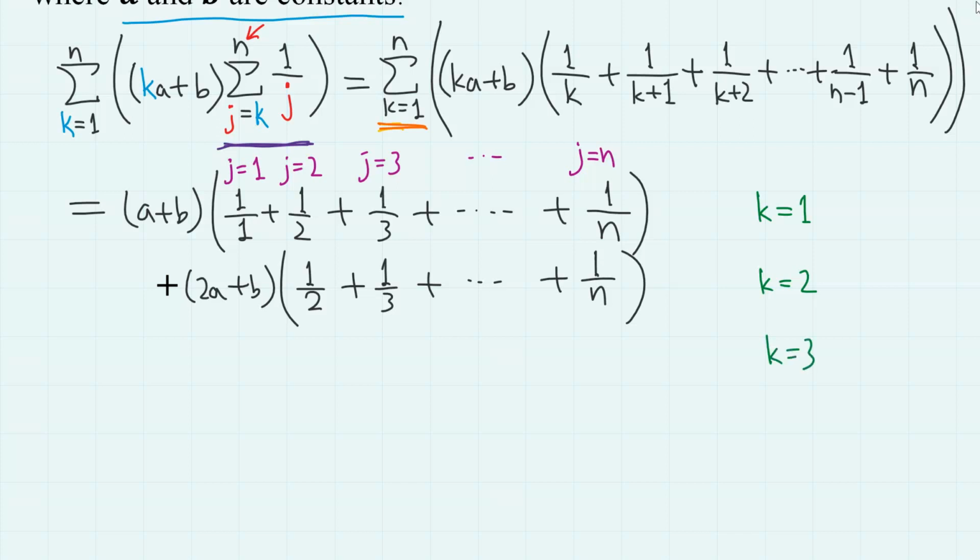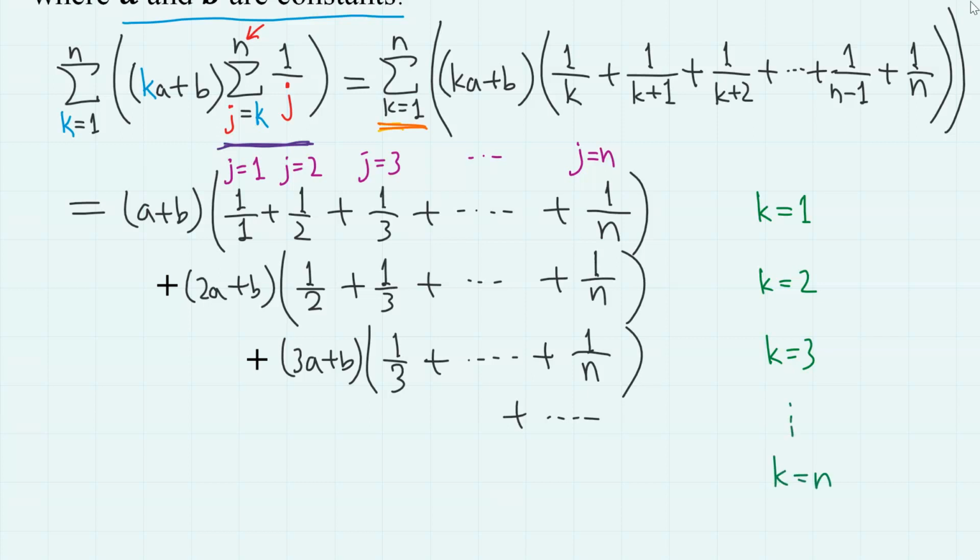Then k equals 3, which gives 3a plus b times, now we start from 1 over 3 to 1 over n, and we go on. And finally, k equals n, where we have na plus b times, now just 1 over n. So this is the expression without sigmas.